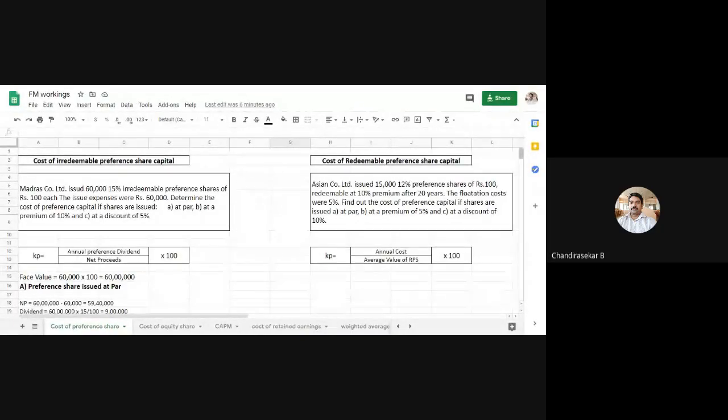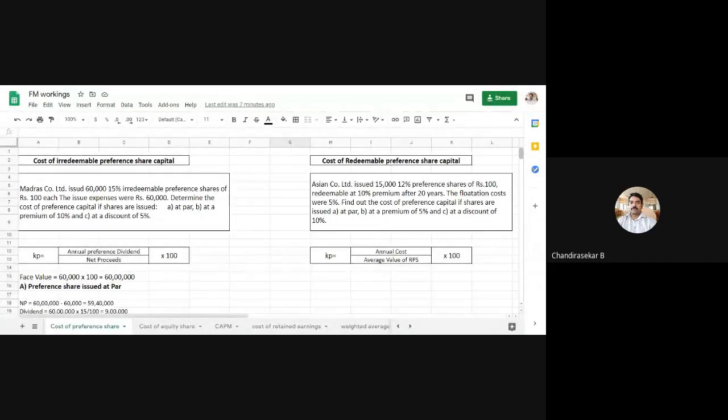Okay. So all they are asking to calculate, in all three methods, par, premium as well as discount. The same procedure we are going to apply, but the formula is different. Cost of preference share is equal to annual cost divided by average value of redeemable preference share. So how to calculate annual cost as well as average value of redeemable preference share?